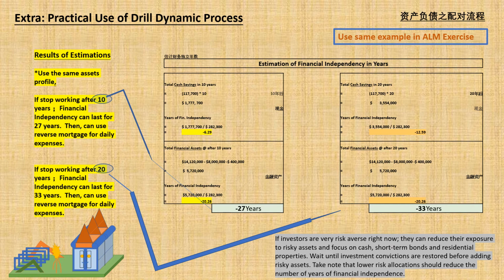And another person asked me, if now I'm very risk averse in this very chaotic situation, what can one do? They can reduce their risk exposure and focus on cash, short-term bonds, and residential properties. Wait until investment conviction is back, and then they can add back the risk assets. But take note, lower risk allocation means lower return, and it should reduce the number of years of financial independence.